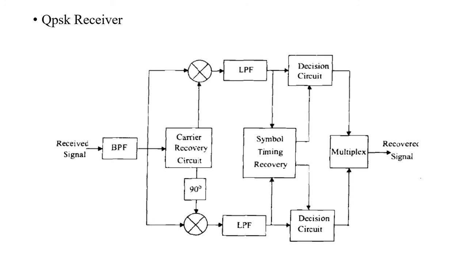Now what happens in the receiver is the same signal after being transmitted we will receive with the help of the antennas, and here we are using again the band pass filter. The band pass filter will filter out the unwanted components in the high frequency range, whereby again we are taking this to the two sections and summing them with the carrier recovery circuit.